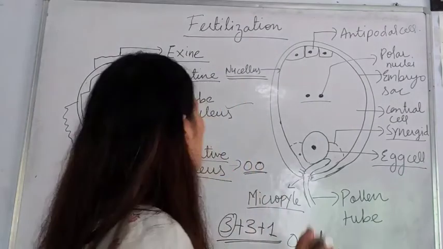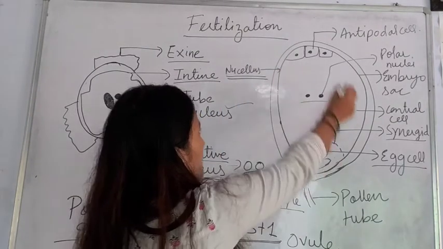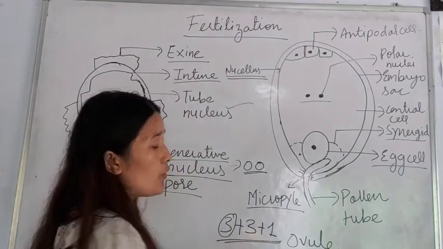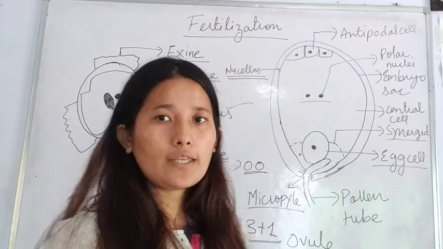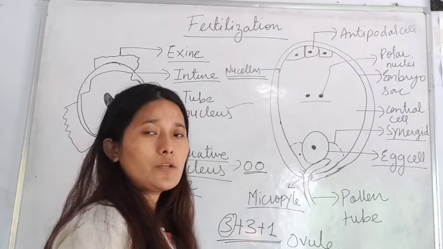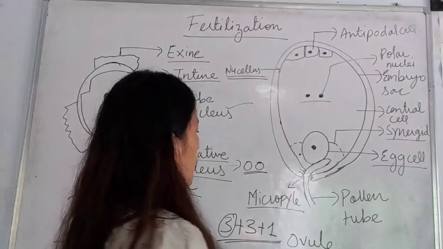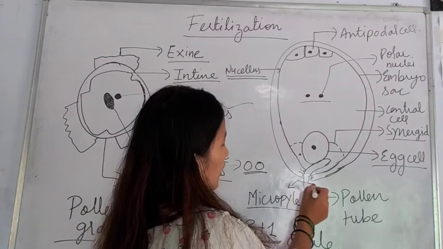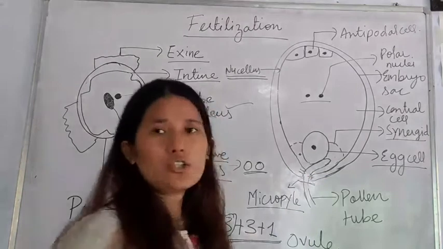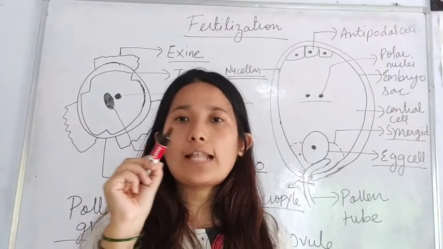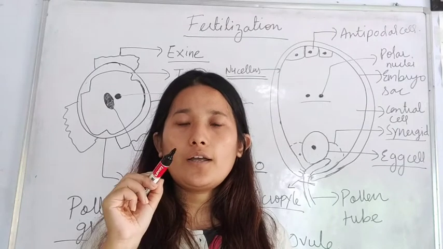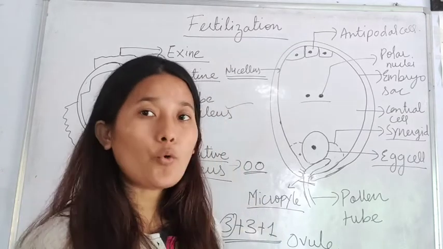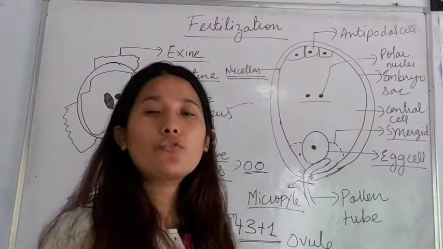Now inside the nucellus you have the embryo sac. Inside the embryo sac you have a 3 plus 3 plus 1 arrangement of cells. Now let us look at the 3 plus 3 plus 1 arrangement of the cells. Before going through the cells, your integuments are not continuous overall. They leave a pore through which your pollen tube is going to enter. That pore is known as your micropyle.